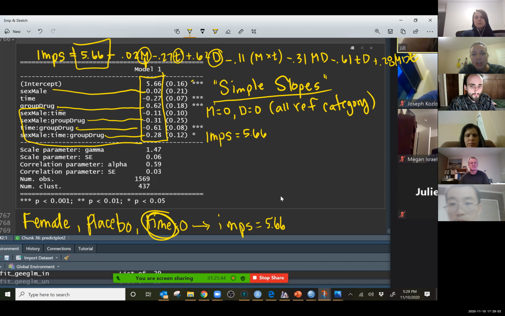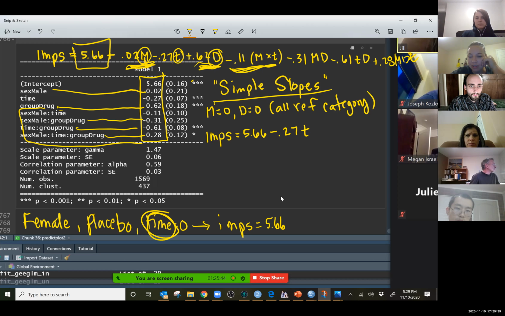Now, what's going to happen with this first parameter? It's going to be 0.02 times 0. What do we get when we times something by 0? Nothing. So this first term would be 0, and then we'd have minus 0.27t. And then if we're in the placebo group, then drug is 0. So we plug in 0 for drug, and then this 0.62 times 0 is 0. Now let's move over here.